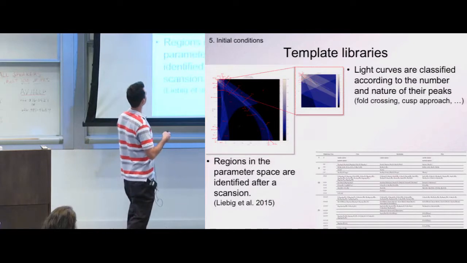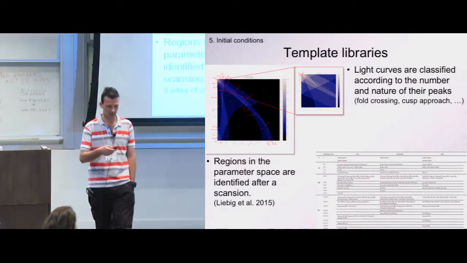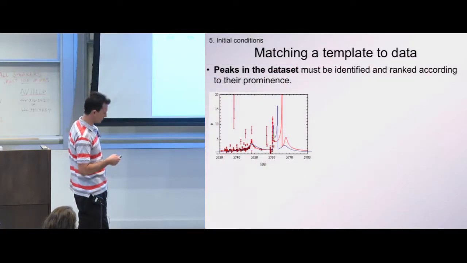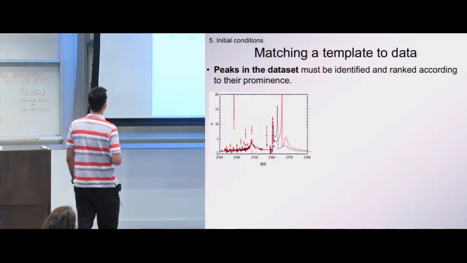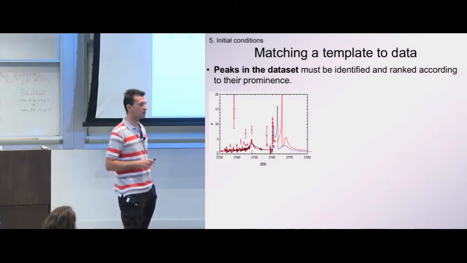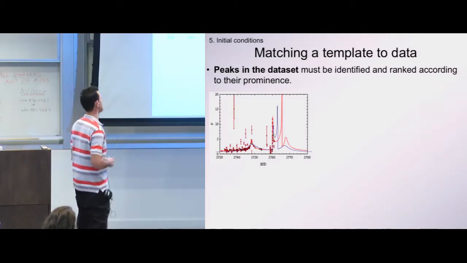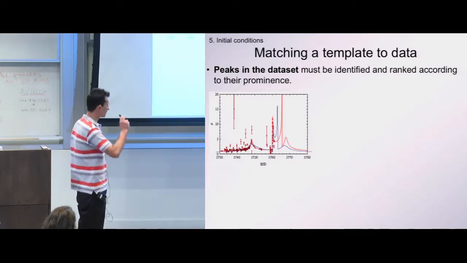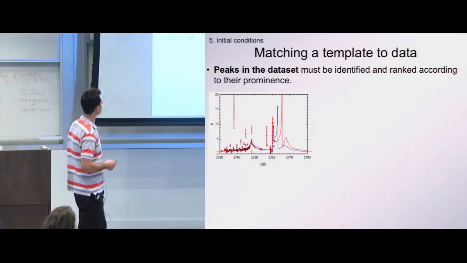And so each of these regions corresponds to a different morphology. As you can see, the number of possible shapes of microlensing light curves is huge. So once you build a template library, how can you exploit it to set up your initial conditions? It's tricky in some sense, but I will not enter the details.